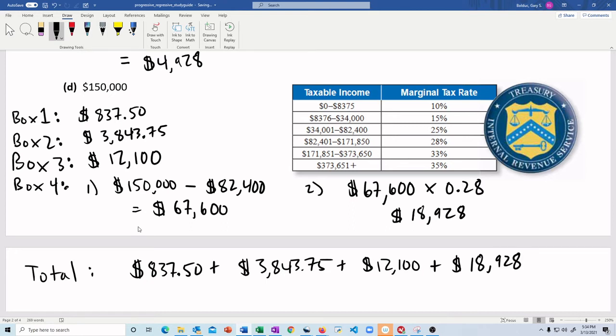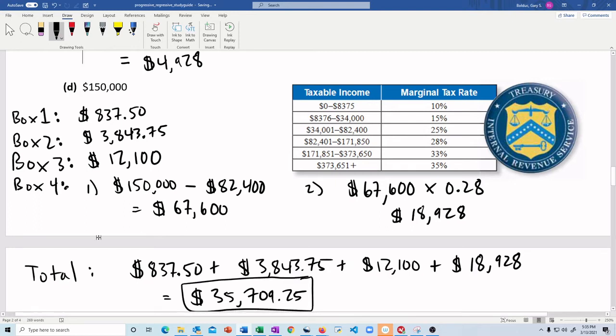All right, so we go in here and we add them all up. 3843.75, 12,100, 18,928. So altogether, I'm going to pay $35,709.25. Okay, so there we go.